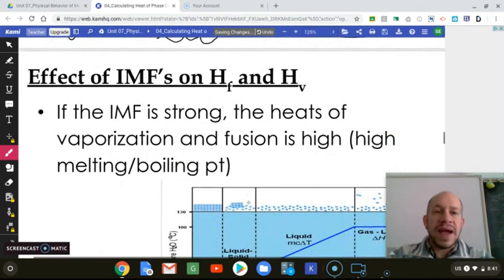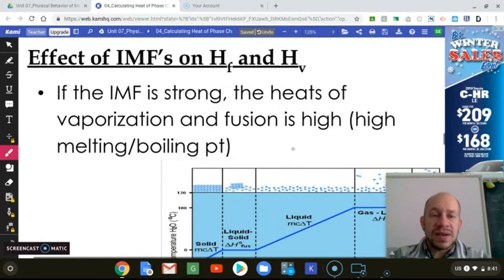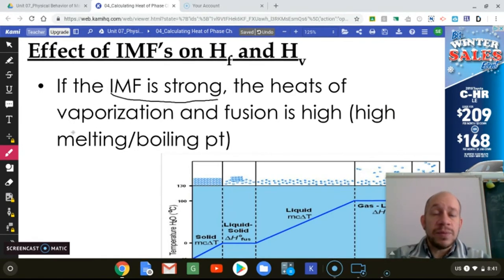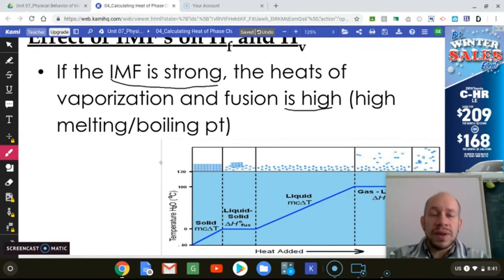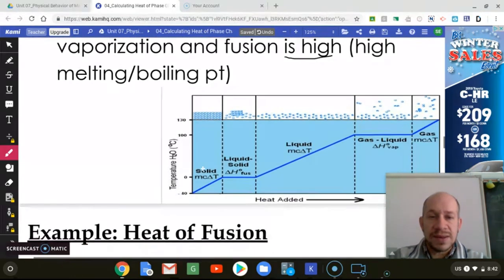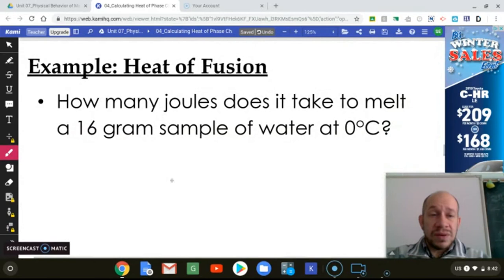So the effect of IMFs on H sub F and H sub V. We talked about this when we did bonding. If the IMF is strong, the heat of vaporization and fusion is high. That means we have a high melting or boiling point. So this is a direct correlation. As my IMFs increase, the heat of fusions and the heat of vaporizations, the boiling points and melting points increase.